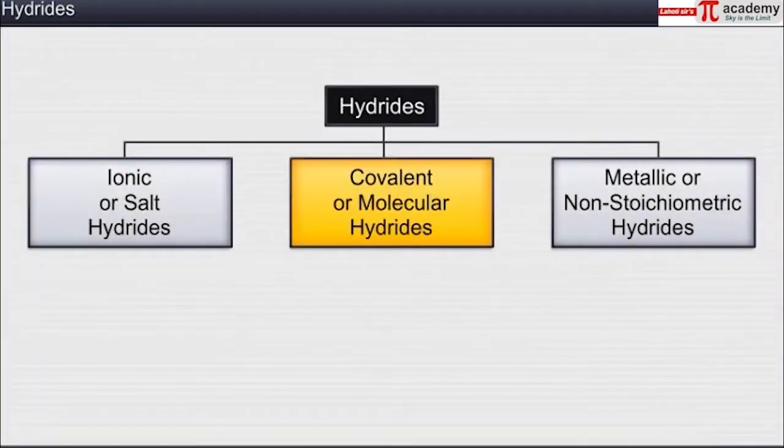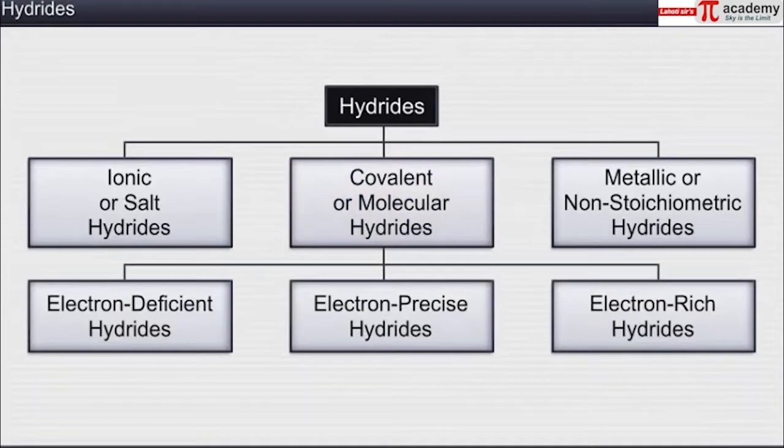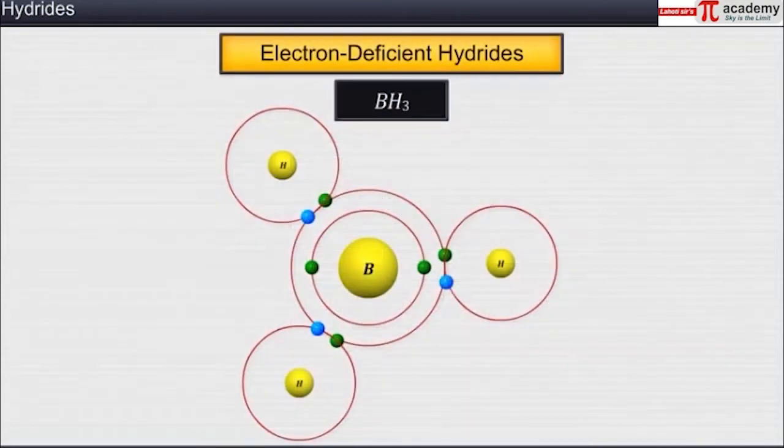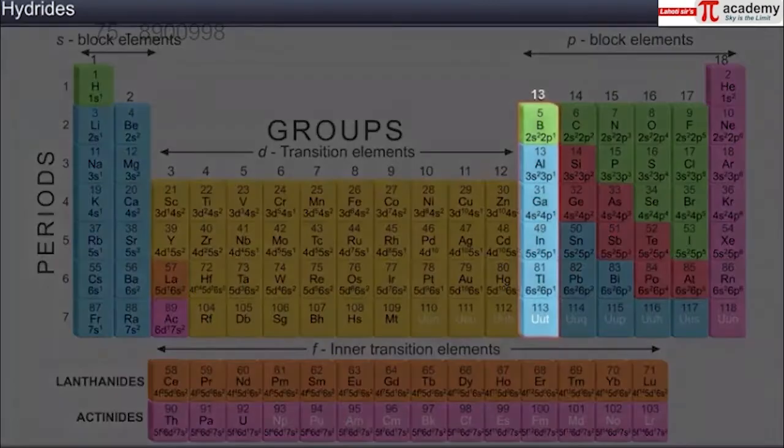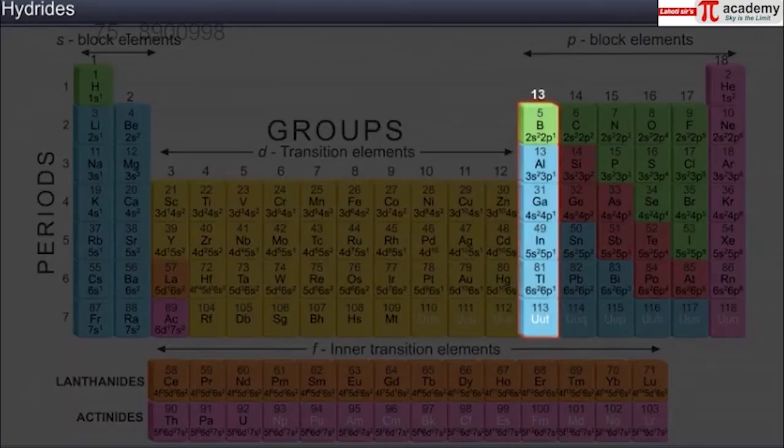Covalent hydrides are further classified into three types, depending on the number of electrons and bonds present in their Lewis structures. The three different types are electron-deficient hydrides, electron-precise hydrides, and electron-rich hydrides. As the name suggests, electron-deficient hydrides do not have the required number of electrons to write their conventional Lewis structure. In other words, they do not have complete octets. The hydrides of group 13 form electron-deficient compounds.